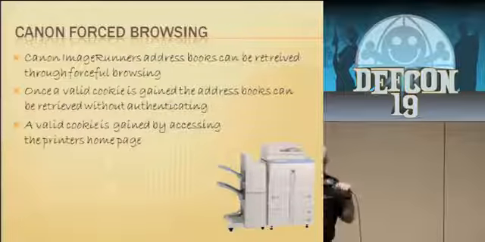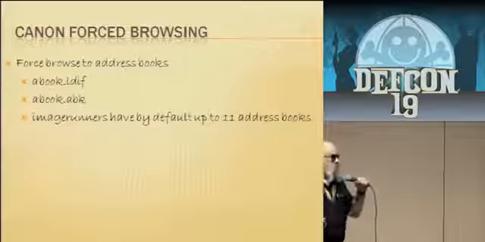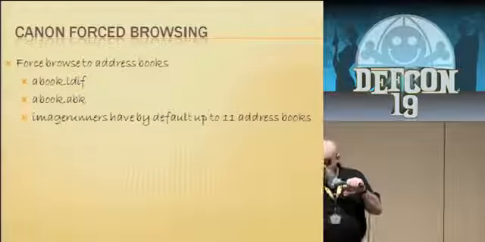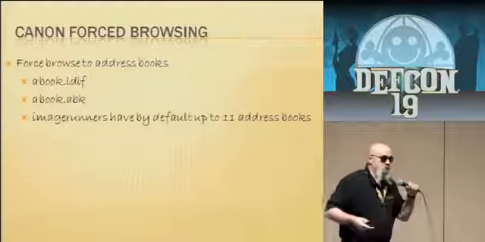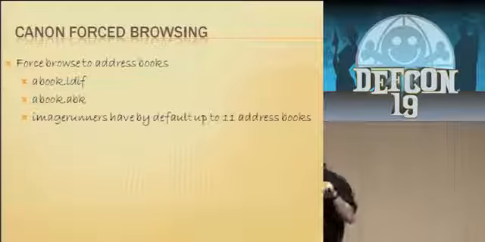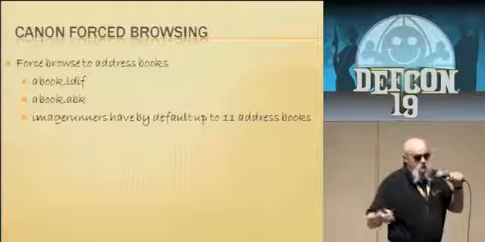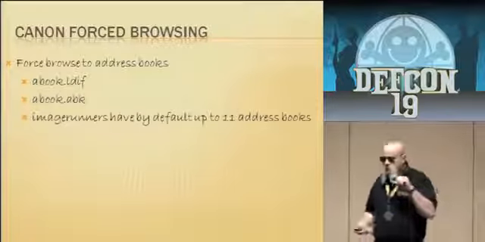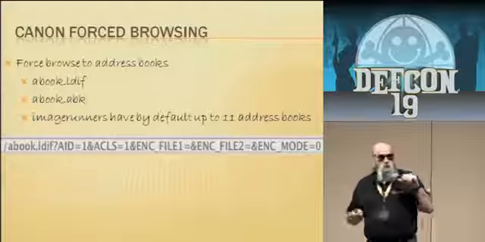So let's look into forceful browsing, gaining access to that. Again, the extensions on this device, or the files we're after, are .ldif or .abk. Very non-standard file extensions. So maybe that plays a role in why we can get access to it. The imageRUNNER actually has 11 address books, or up to 11 address books that you can query on it. So if you type in this URL, you should be able to extract it.